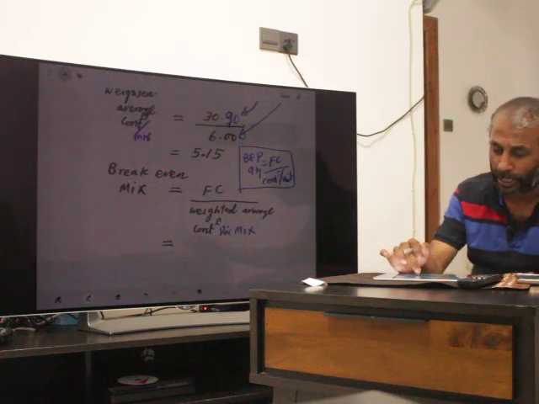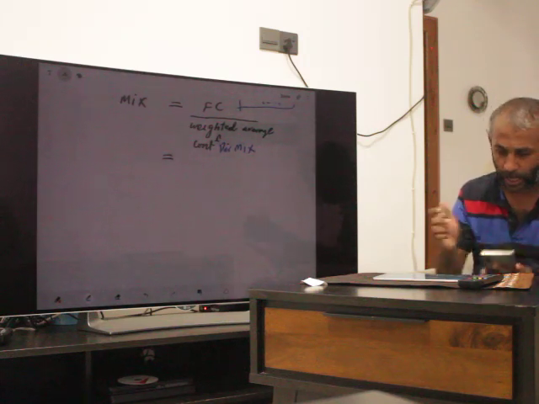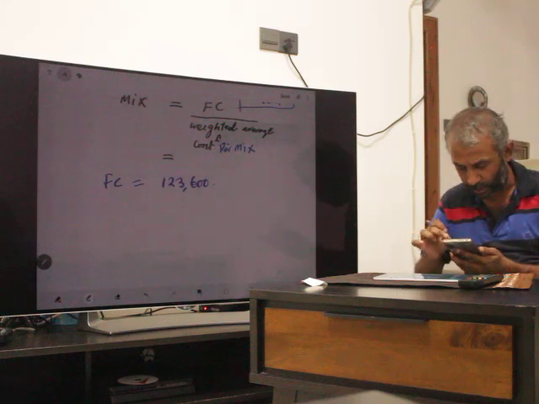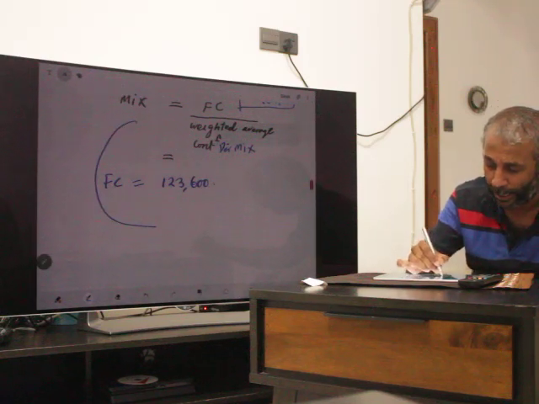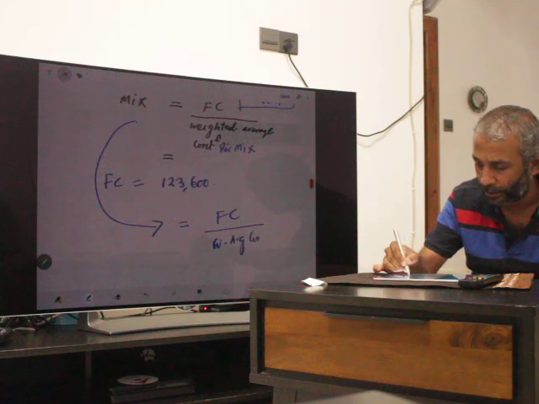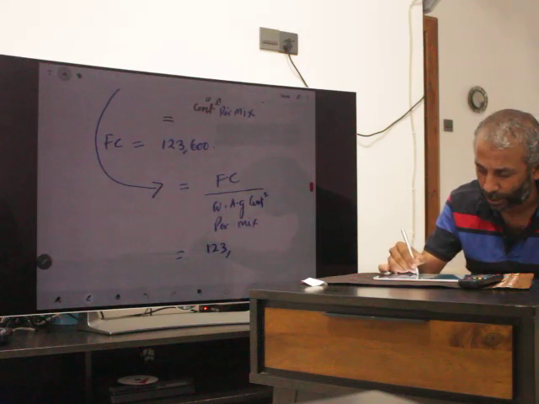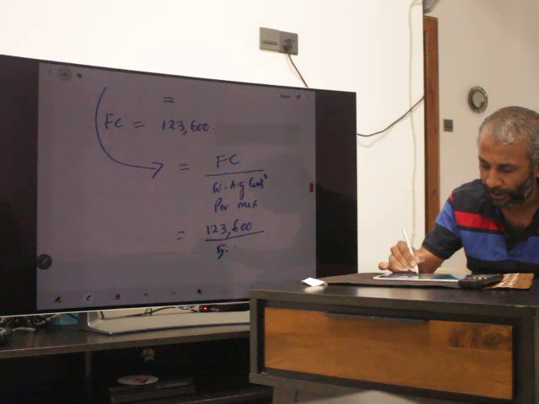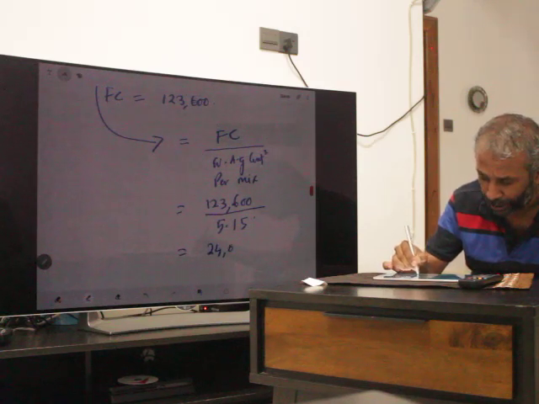So what we do now, the question has given the fixed cost. The fixed cost given in this question was 123,600. So now we will follow this formula: fixed cost divided by weighted average contribution per mix. Accordingly, 123,600 divided by the weighted average contribution per mix, which was 5.15. If you do the calculation here, I am receiving an answer of 24,000 mixes.